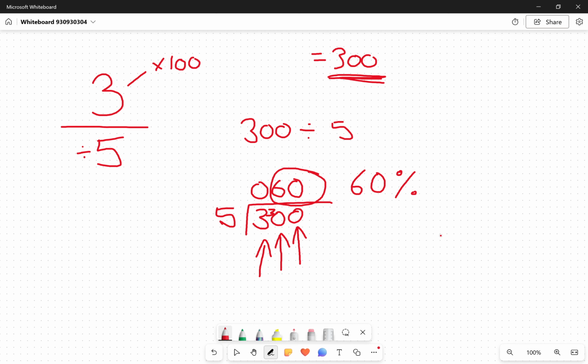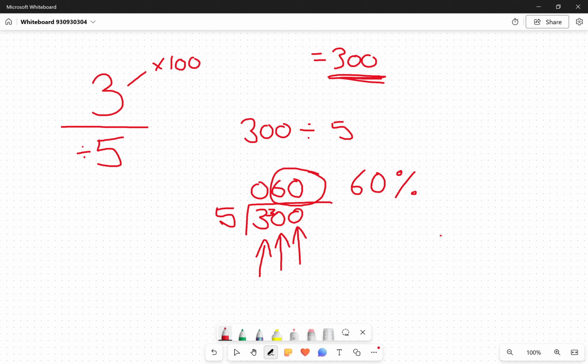Now, before we go any further, I just want to recap what we did. To change a fraction into a percentage, you multiply the top number by 100, and then you take your answer and you divide it by the bottom. So our fraction has 3 at the top, 5 at the bottom. We did 3 times 100, we got 300, and then we did 300 divided by 5, and we used the bus stop method to get that, and we got the answer 60%.